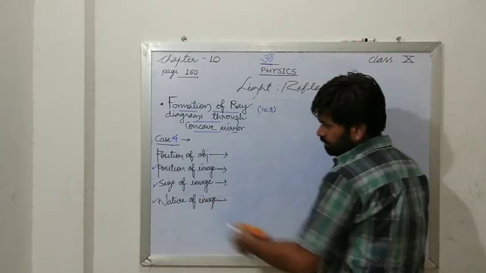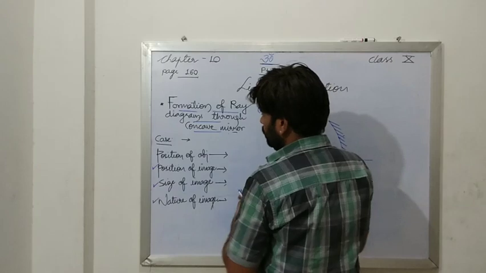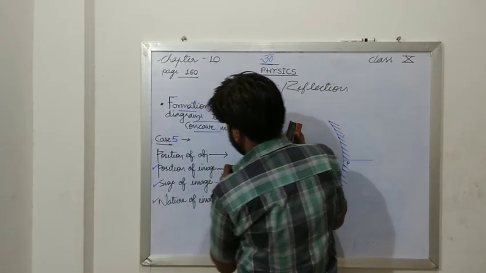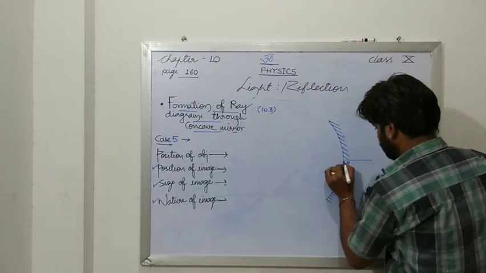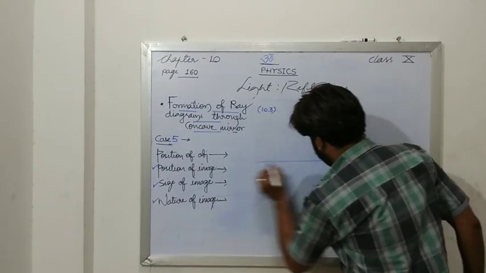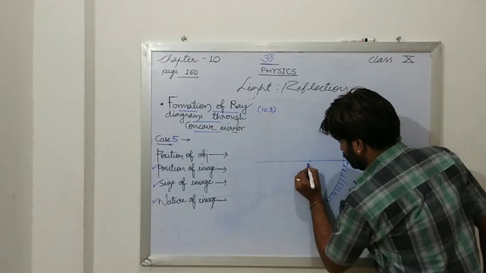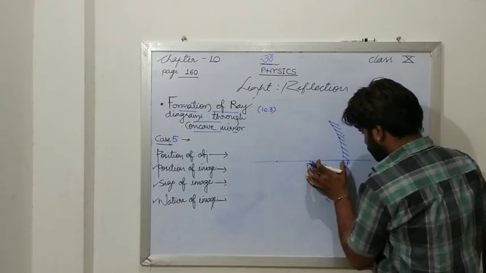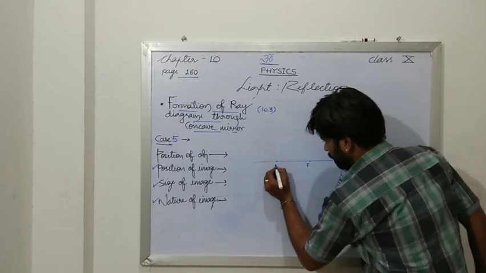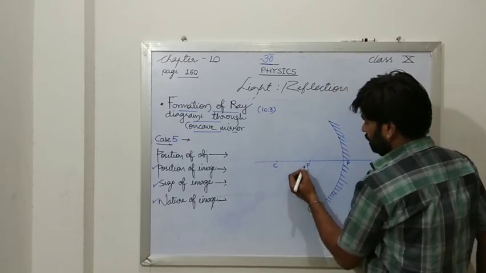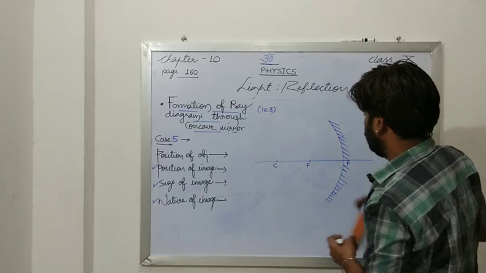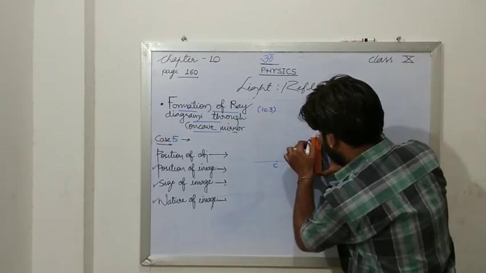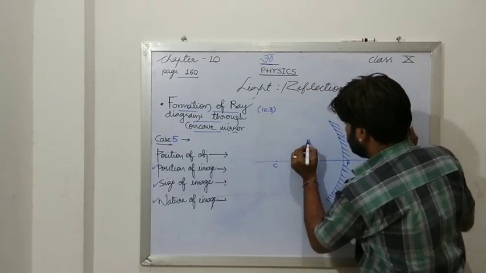Every time you have to write down these 4 points. Now this is going to be case number 5. In this case number 5, let us see. In the previous one we had the position of the object at C. This time we are going to have the position of the object at F, at the focus. This is going to be the next one.